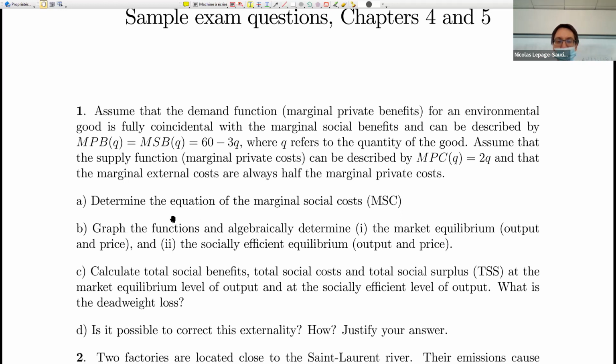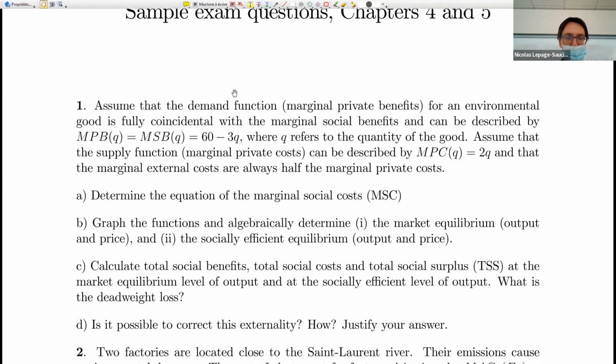One, determine the equation of the marginal social cost, MSC. So go ahead and do that. Yeah, I think I'm going to try and copy all of this.